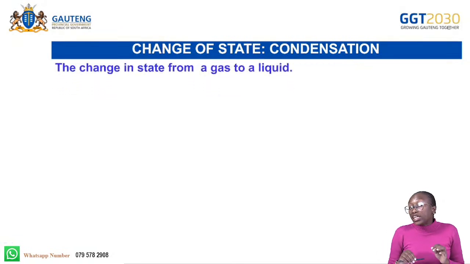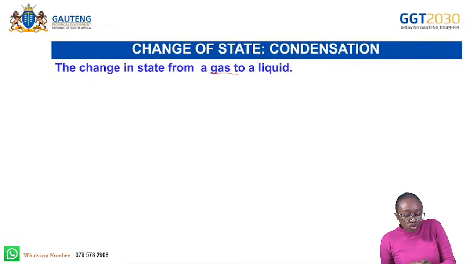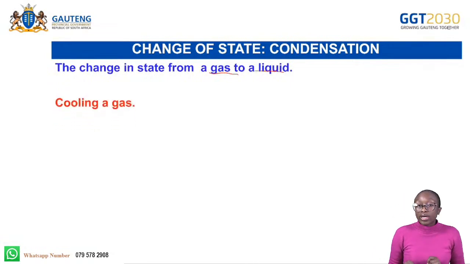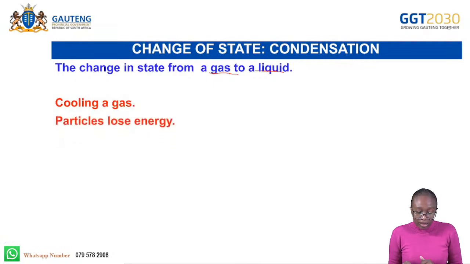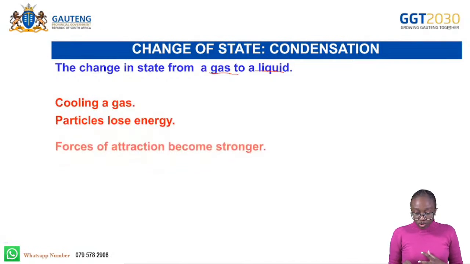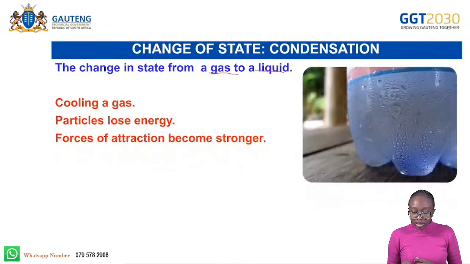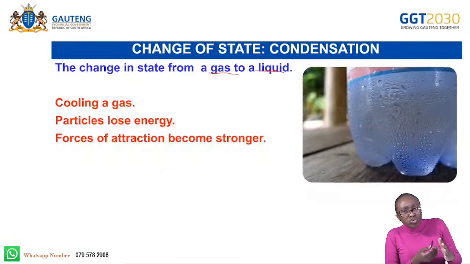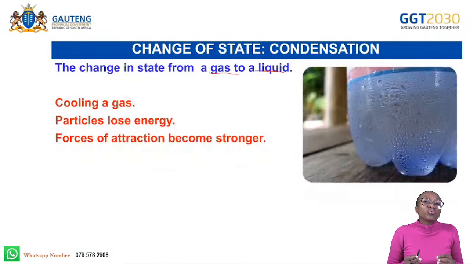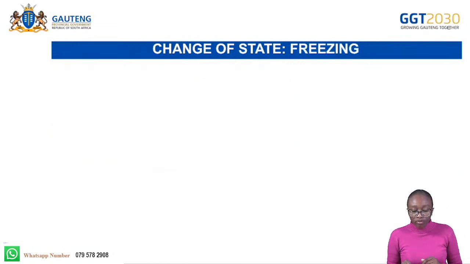Condensation is a change in state from a gas to a liquid, or rather cooling of a gas. This is when energy is removed, and particles begin to lose their energy. What happens? Forces of attraction become stronger, the spaces between the particles reduce, and your gas condenses into a liquid. I'm sure you've seen when you boil water in a pot, those water droplets on the lid of the pot is water vapor that would have condensed on the lid of the pot.